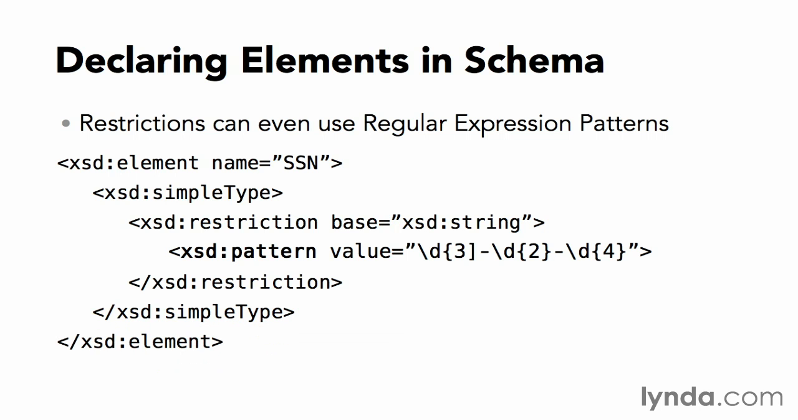But in a nutshell, this pattern means that the content for the SSN tag is restricted to a string that matches the pattern of 3 digits, followed by a dash character, followed by 2 digits, followed by another dash character, and then followed by 4 digits. And that's the pattern that fits a US Social Security number. And any value that's supplied in the XML data for this type would have to match this pattern. Okay, so that's pretty much it for simple types.